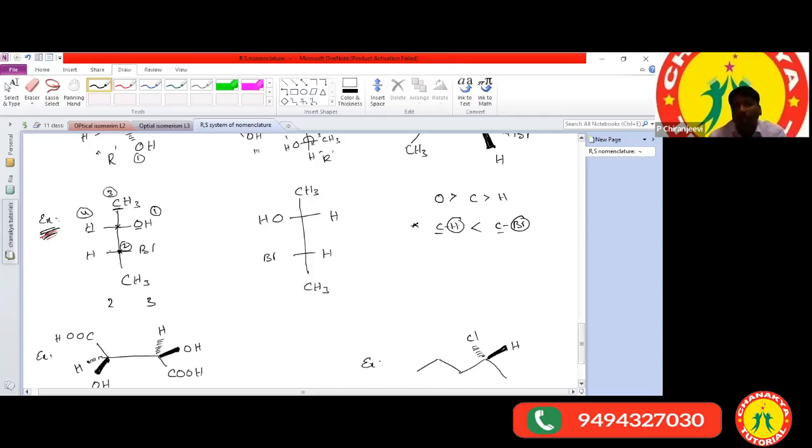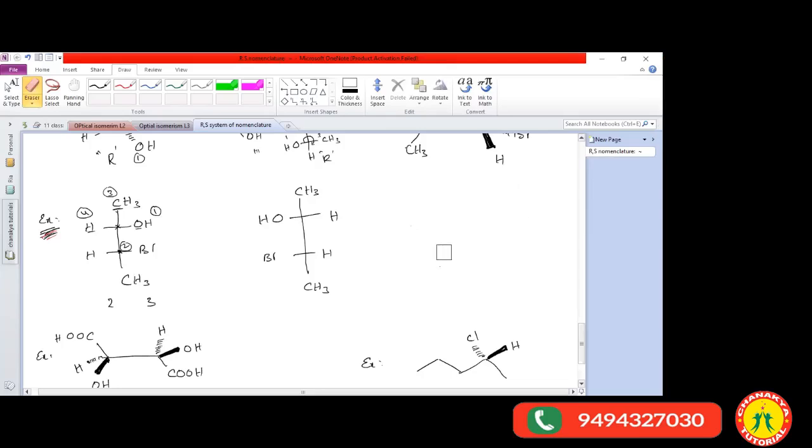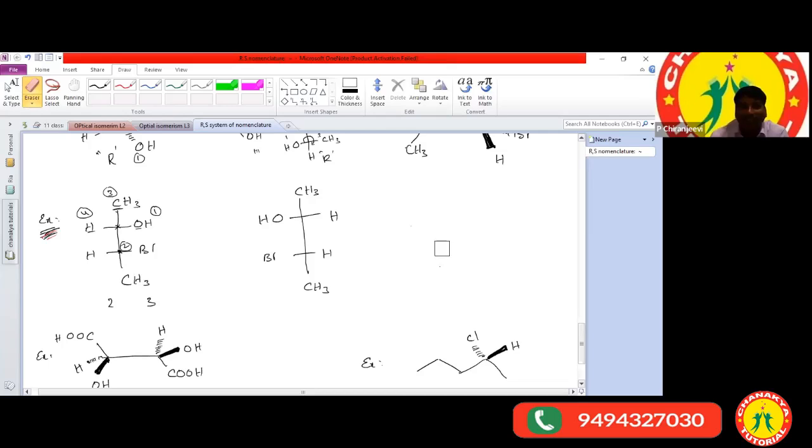Is the least priority group present on the horizontal line or the vertical line? If it is like this, then we call it a horizontal line. If it is straight, then we call it a vertical line. Now, is the least priority group present on the horizontal line or the vertical line? Vertical, sir. Check it out again. Is the least priority group on the horizontal line or the vertical line?